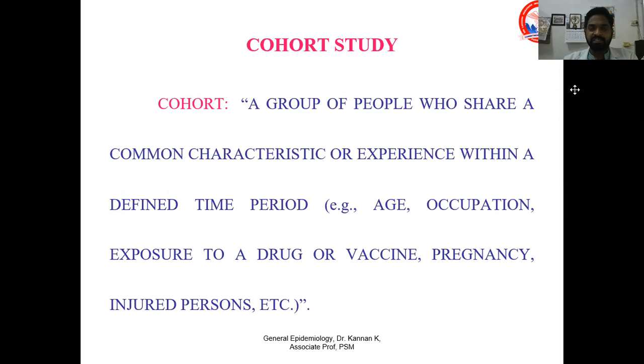So next class we'll see what is cohort study and how to conduct this cohort study, and further on we'll move on to RCTs. Right?